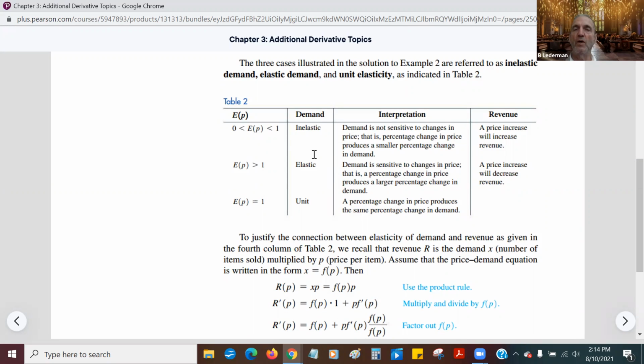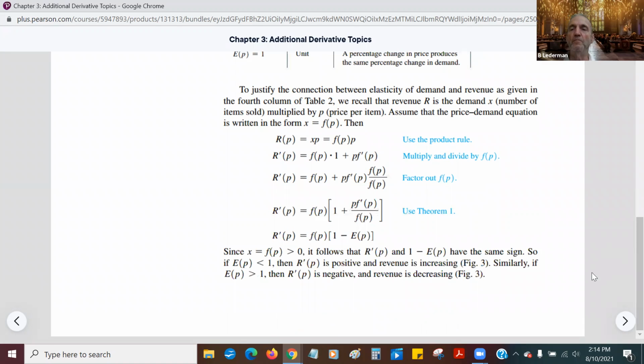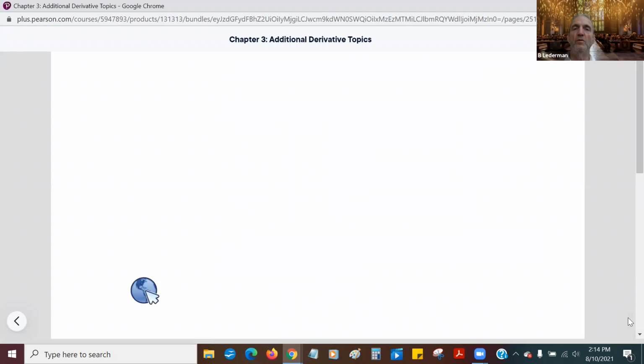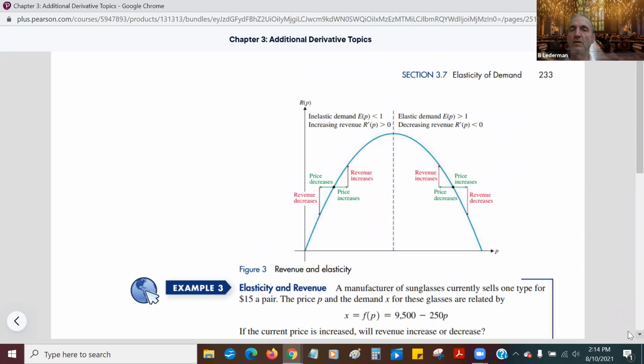Here we have a basic table that explains this: if E of P is less than 1, it's inelastic. If E of P is greater than 1, it's elastic. And if E of P equals 1, then it's unit elastic. And these are the various interpretations and so forth. Now let's go on to example 3.